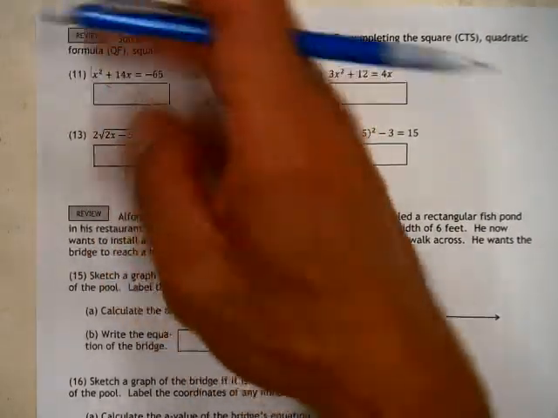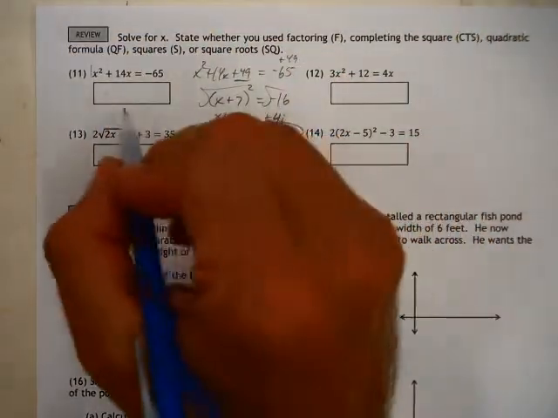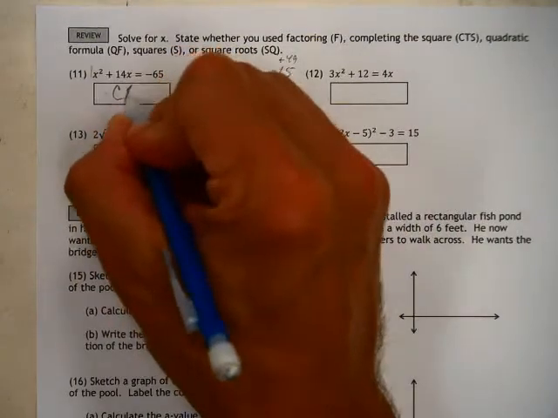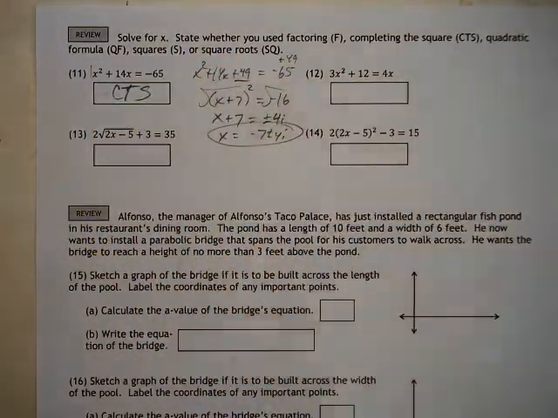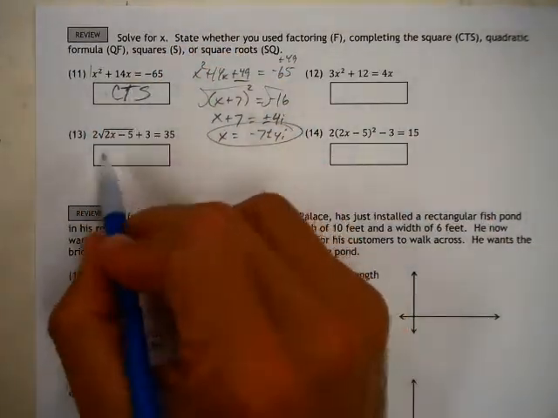That's my solution. I think I was supposed to say complete the square, CTS. You have the answer there. I've circled it. I'll put the type in the box.